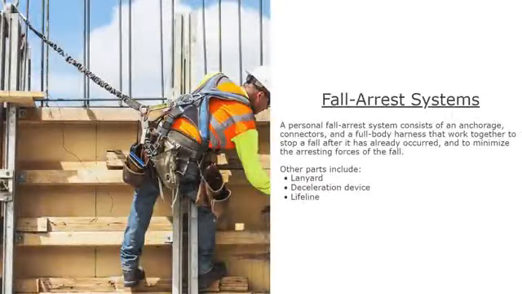Fall arrest systems. A personal fall arrest system consists of an anchorage, connectors, and a full body harness that work together to stop a fall after it has already occurred, and to minimize the arresting forces of the fall. Other parts include lanyard, deceleration device, and lifelines.